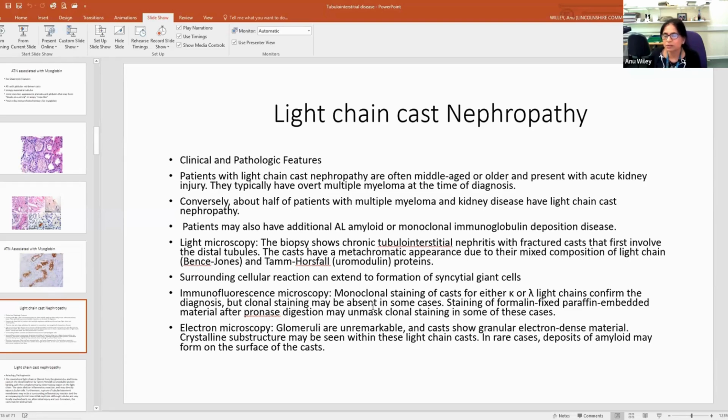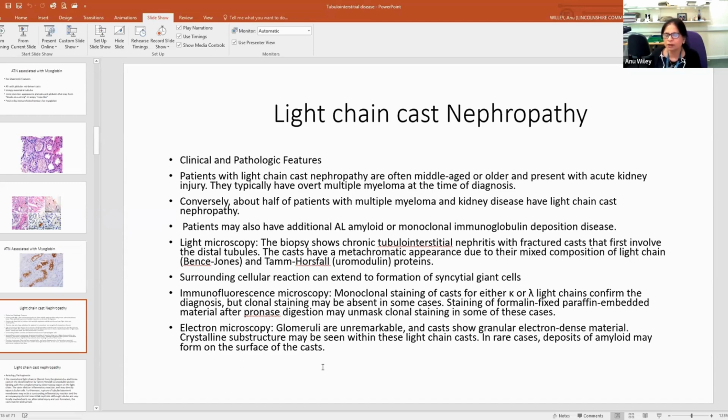Immunofluorescence helps because, unlike polyclonal processes, this disease comes with light chain restriction, so there will be monoclonal staining of the casts by either kappa or lambda chains on immunofluorescence microscopy. But sometimes it is difficult to see the clonal staining on just normal immunofluorescence. In those cases, you can do formalin-fixed paraffin-embedded staining after pronase digestion. That pronase digestion unmasks the casts, the staining, and then you can see them.